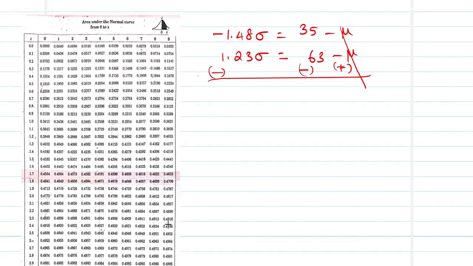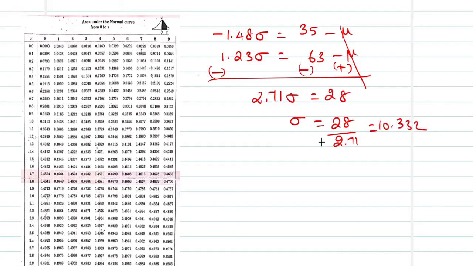So you will have 2.71 sigma equal to 28. So sigma will be equal to 28 divided by 2.71. So this will give me 10.332.